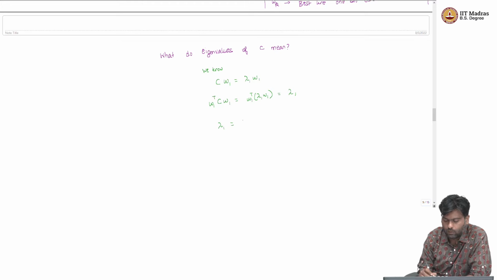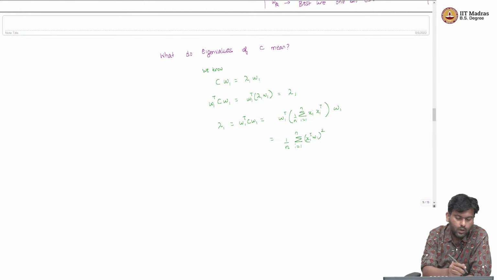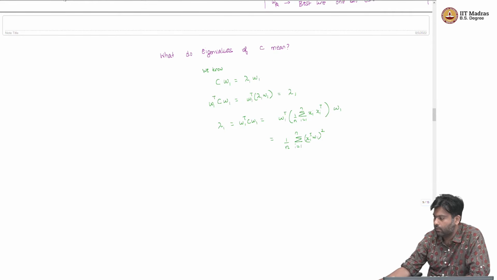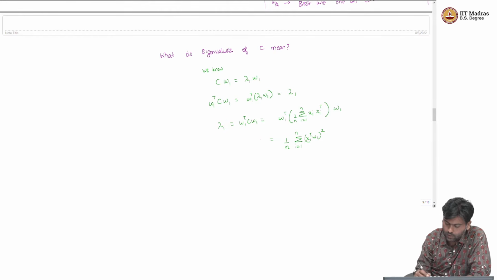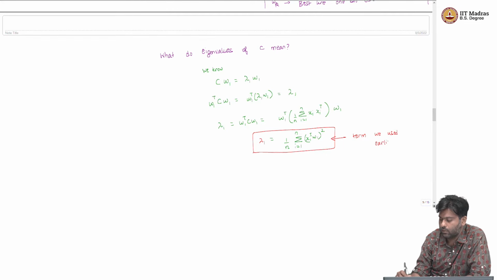So lambda 1 equals W1 transpose C W1, which equals W1 transpose times 1 over n, sum over i equals 1 to n of x_i x_i transpose, that is your C, times W1, which is just the sum over i equals 1 to n of (x_i transpose W1) squared. Now this is lambda 1, and this term must be familiar. This is exactly the term we used earlier. Where did we use it?